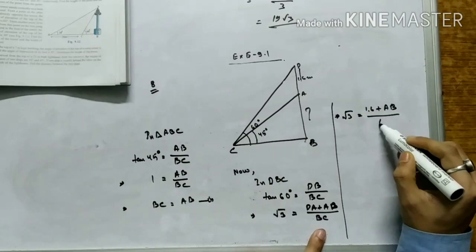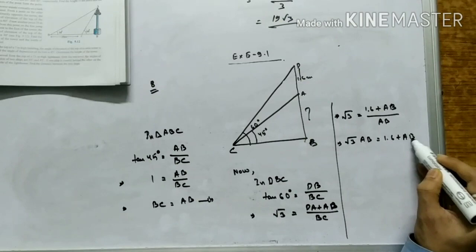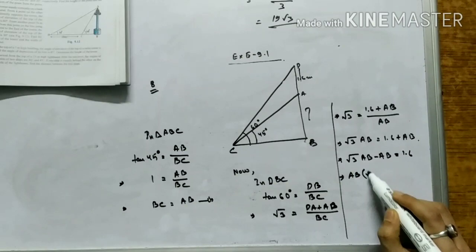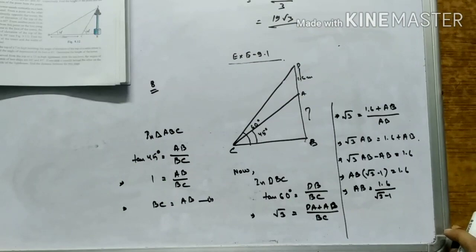Therefore I will get root 3 AB is equal to 1.6 plus AB. If I set it to that side, I will get root 3 AB minus AB is equal to 1.6. If I take AB common, AB (root 3 minus 1) is equal to 1.6. So AB is equal to 1.6 by (root 3 minus 1). Understand? 1.6 by (root 3 minus 1) I will get. Okay.